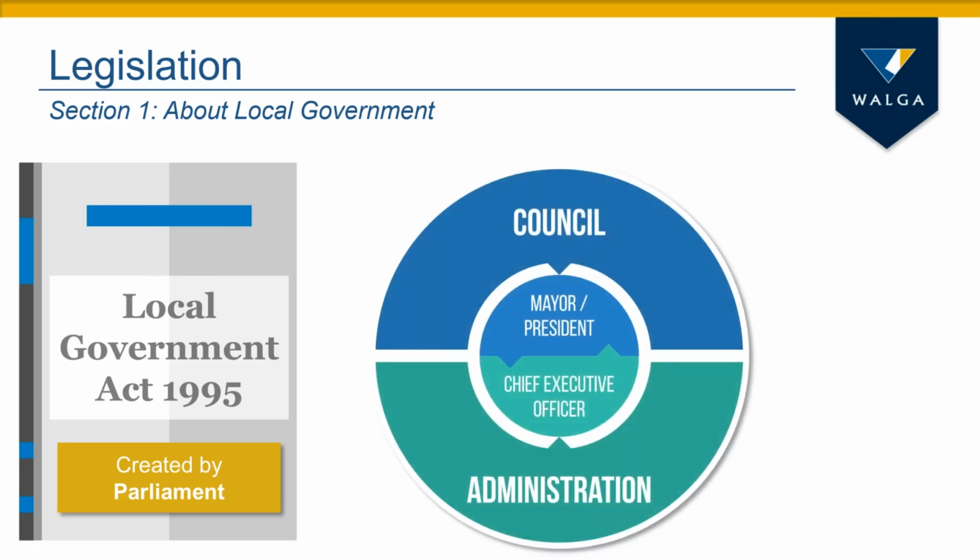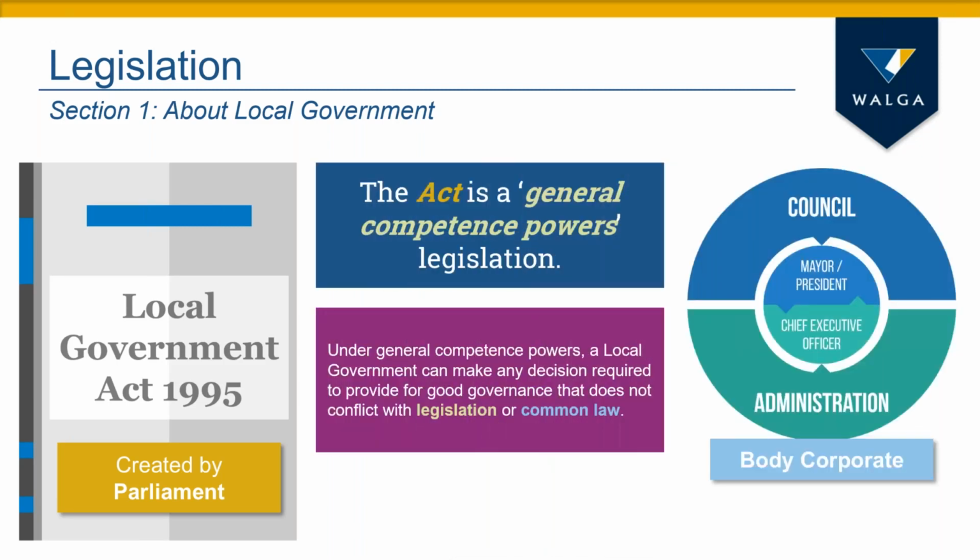Local governments are created as body corporates with perpetual succession and a common seal, and are to be run by elected councils. The Act is created under general competence powers. This means a local government can make whatever decisions it believes is required to provide for good government of the people of its district, as long as it does not conflict with existing legislation or common law.